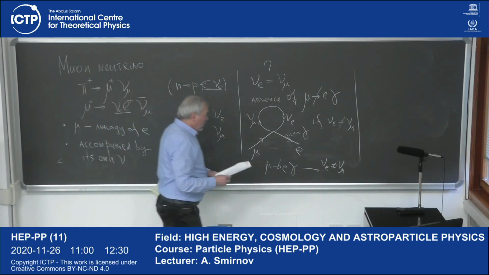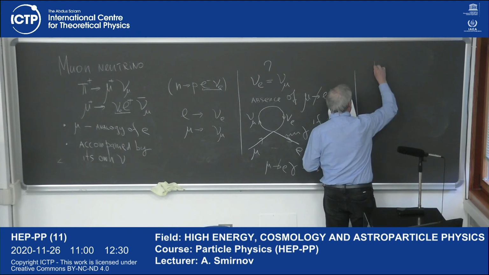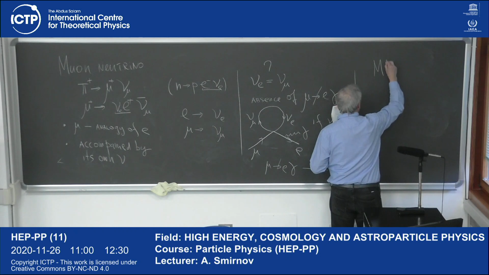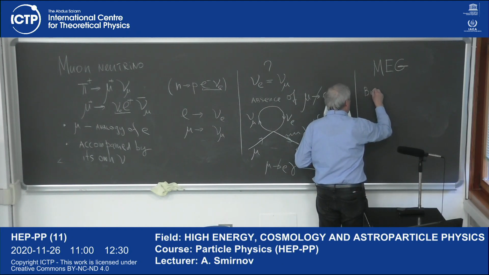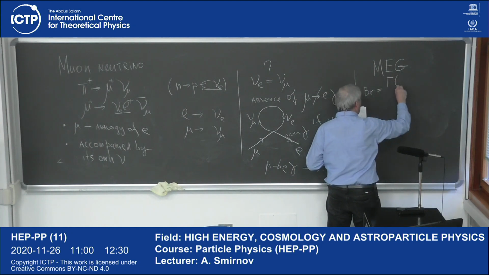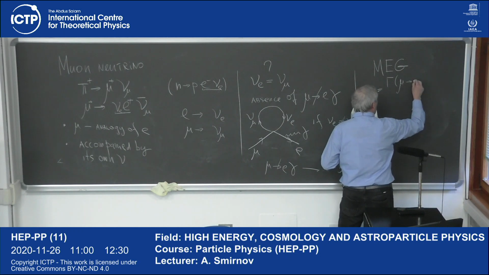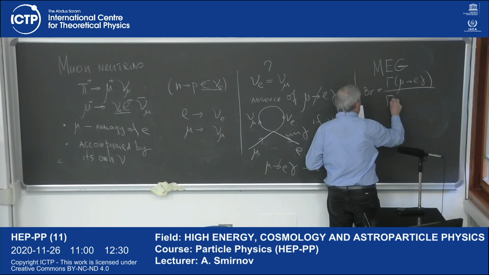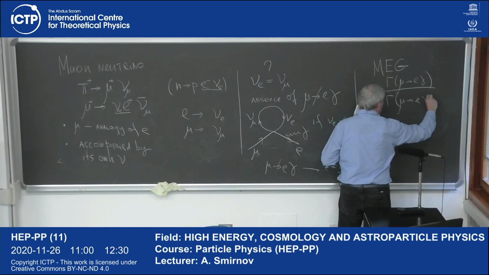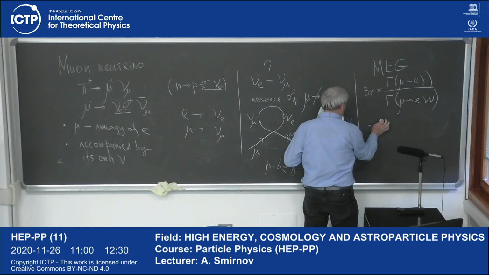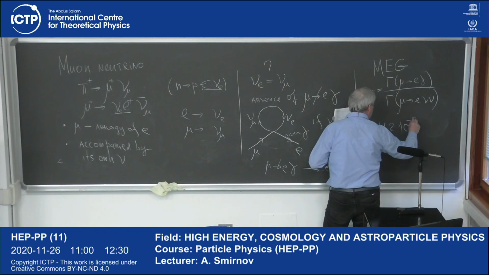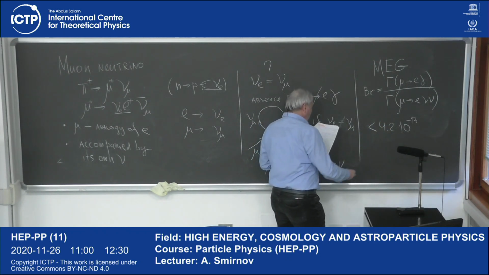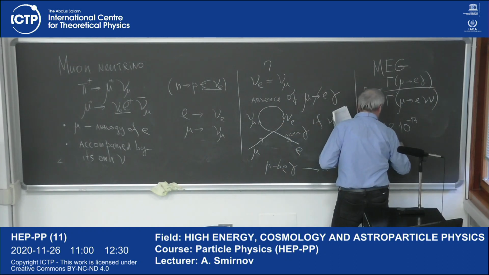So that is the conclusion. And what is the present-day situation? The best bound is obtained by the MEG experiment in Switzerland. Now there's another phase of this experiment, and the branching ratio, let me write it and then I will explain what this is, which is the ratio of the decay rate of muon into e and gamma, a photon, over the normal mode, mu goes to e and two neutrinos. This branching ratio should be smaller than 4.2 times 10 to the minus 13. And soon that will be improved up to 4 times 10 to the minus 14, by one order of magnitude at least.